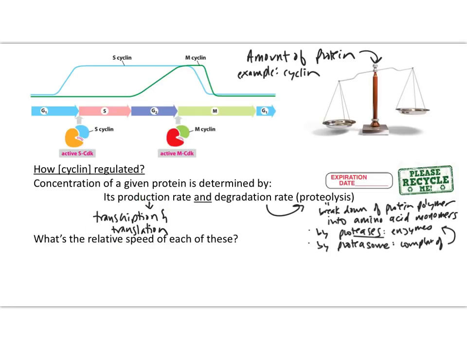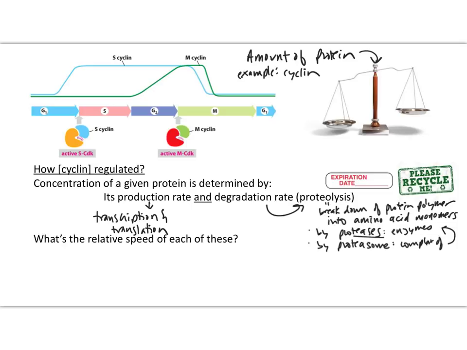The other thing that needs to happen to determine how much of a given protein is present at a time is to consider its degradation rate. The degradation rate can vary, and likewise the production rate can vary. Degradation rate, again, is about proteolysis, the breakdown of proteins, in particular the breakdown of a protein polymer into its amino acid monomers. So this is basically like recycling.